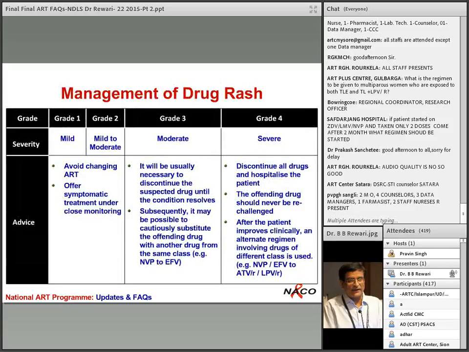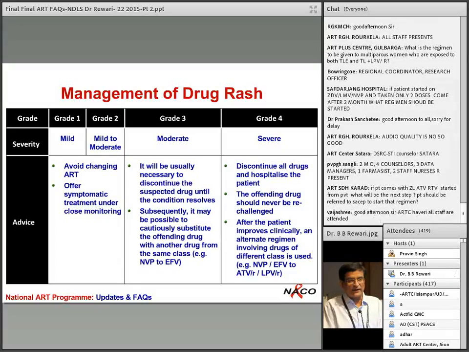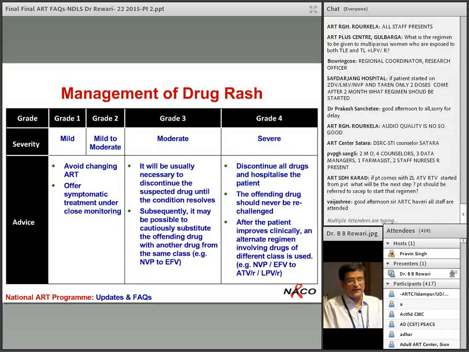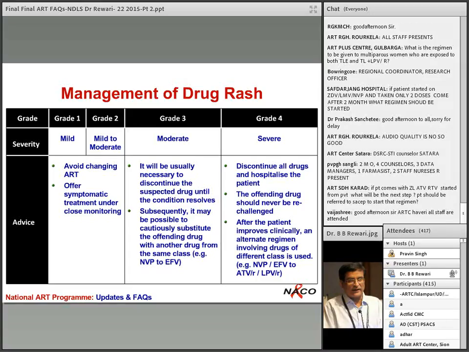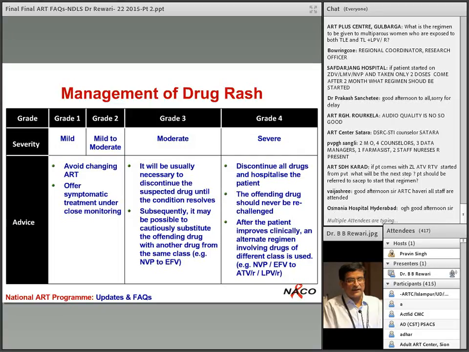So management of rash, as I said earlier, grade 1 and grade 2, avoid changing ART as far as possible unless it is recurrent or disabling. Offer symptomatic treatment, antihistaminic, calamine lotion and other things. But if it is moderate, it is necessary to discontinue the ART or suspected drug till the condition resolves, and subsequently we can cautiously substitute the offending drug with another drug from the same class.